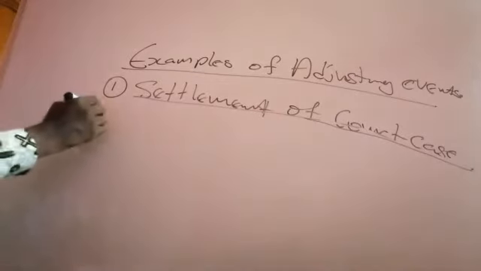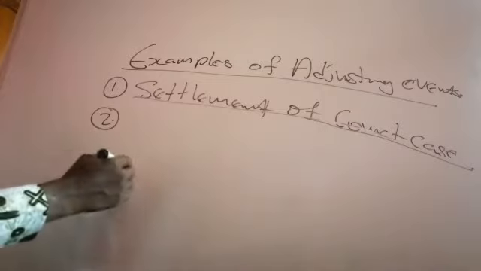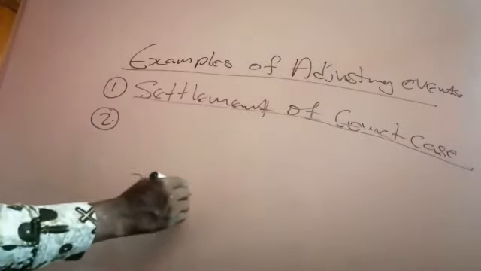Now, example two. Very important. Example two states impairment of assets after the year end. Now, the issue is this. Let us assume that in 2020, we have received information that suggests that one of our assets has been impaired. Meanwhile, we are in 2020, let's say the 20th of February 2020.